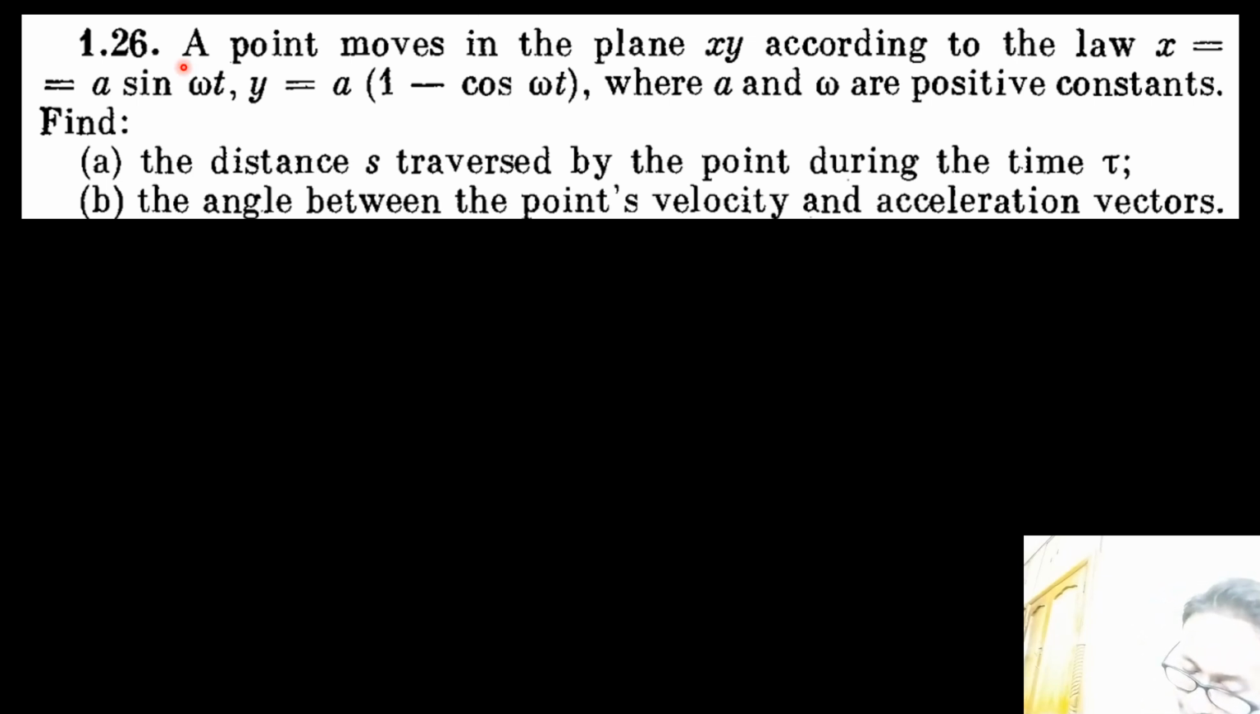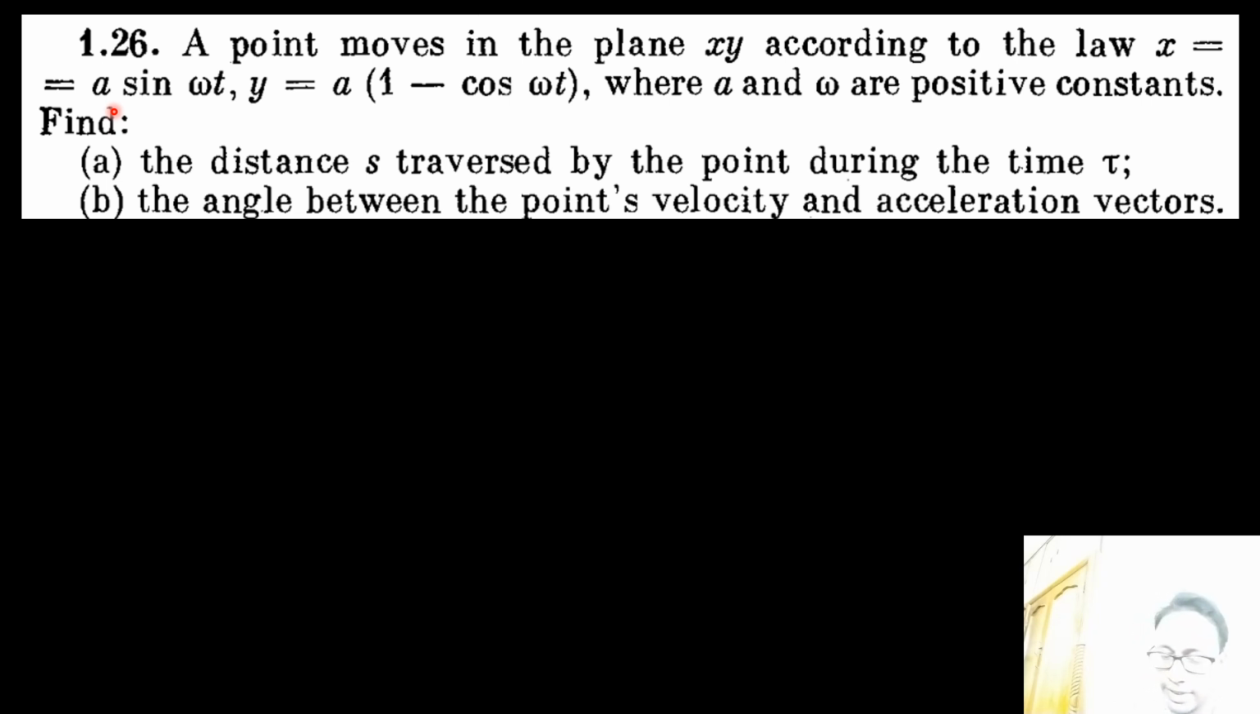Yes, see this question. A point moves in a plane xy according to the law x equals a sin omega t and y equals a into 1 minus cos omega t. So here x equals a sin omega t and y equals a into 1 minus cos omega t. Whenever you have cos omega t and sin omega t in conjunction, not necessarily in your syllabus, that literally corresponds to circular motion, or most of the time it will correspond to circular motion.